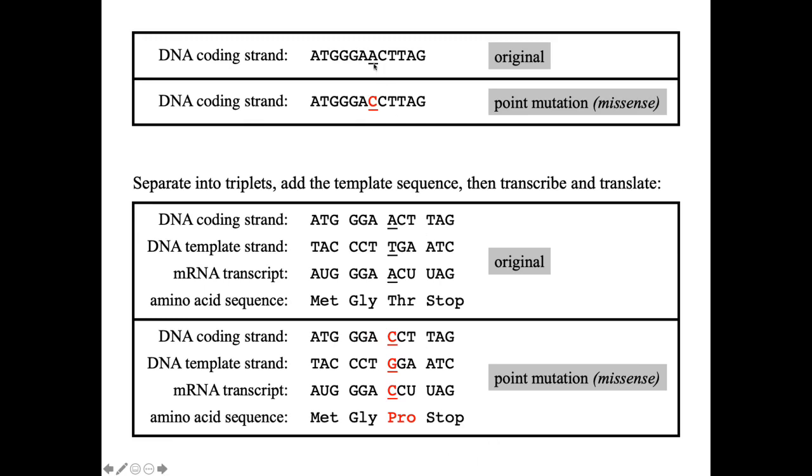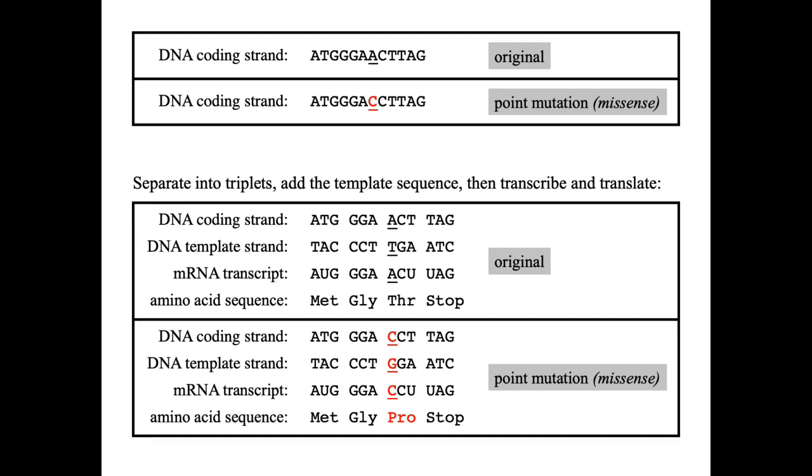Next up are our missense mutations. You can see up here this A has been substituted with a C. In the normal gene we have a threonine amino acid placed, but in our mutated gene the amino acid is now proline. Whether the resultant protein is affected by this change really depends on a number of things. The charge of the amino acid, whether it's acidic or basic, all these kinds of things can affect the protein's function.